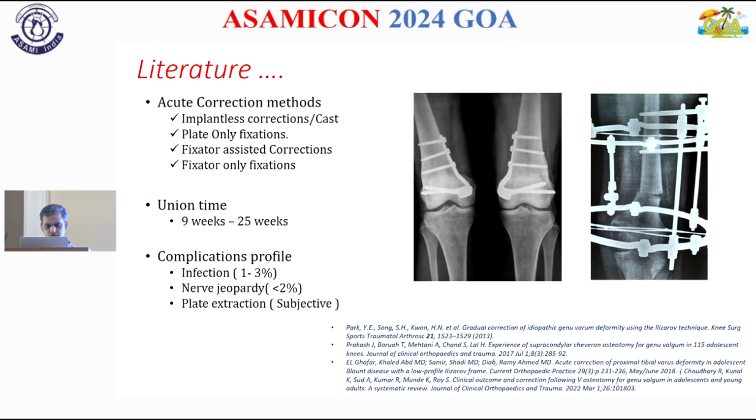So in these, I reviewed all articles in all those 4 methods, and union time was 9 to 25 weeks. It was comparable to my study, and in my study it was nearly 10 to 12 weeks, except in a couple of cases it was more than 16 weeks also. And complication profile was also similar to literature.